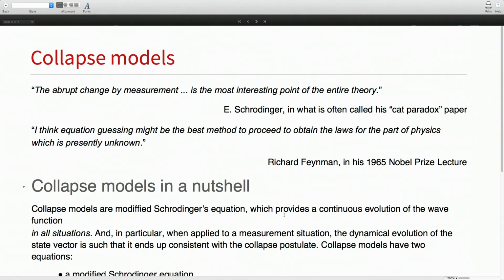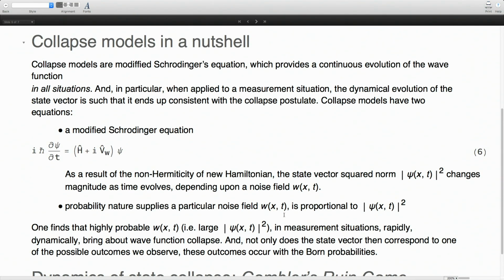So let's see what the fundamental assumptions in collapse models are. In collapse models, we would say, I would like to describe a collapse using a dynamical equation. Therefore, I have to modify the Schrodinger equation. That's one fundamental assumption. The second fundamental assumption is that, at the end, I know that the probabilities should follow the quantum probabilities.